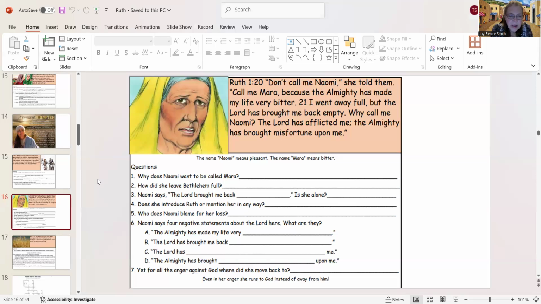Who does Naomi blame for her loss? God. Naomi says 4 negative statements about the Lord here. What are they? The Almighty has made my life very bitter. The Lord has brought me back empty. The Lord has afflicted me. The Almighty has brought misfortune upon me. Yet for all the anger against God, where did she move back to? Bethlehem. Even in her anger, she runs to God instead of away from him.